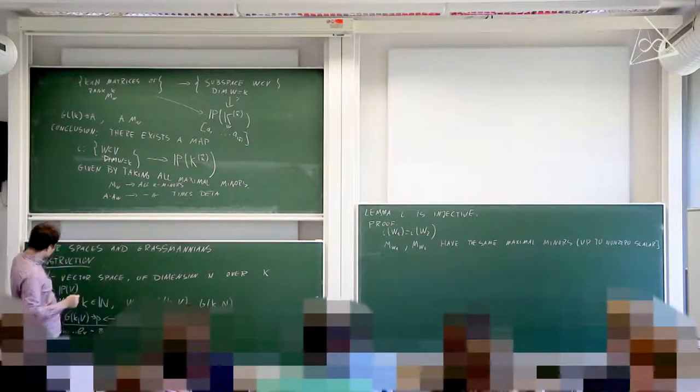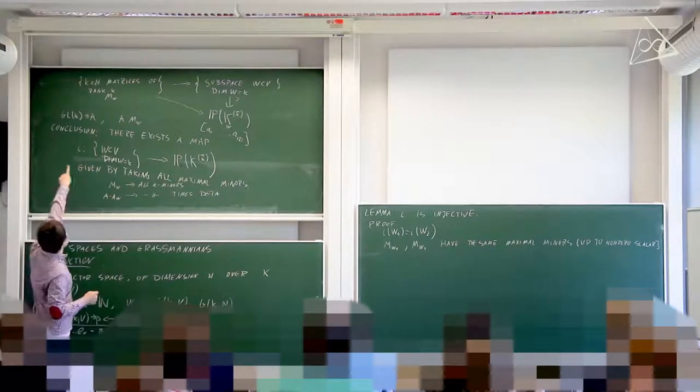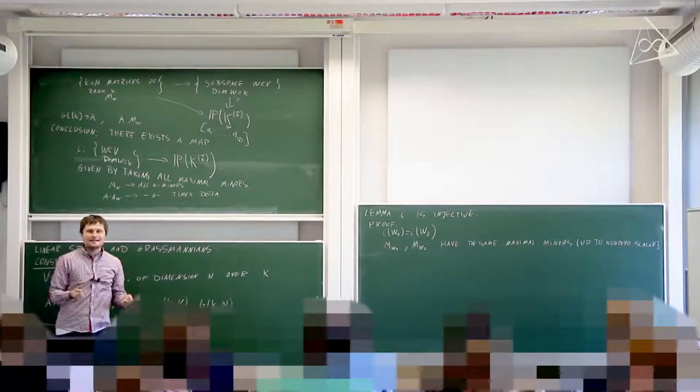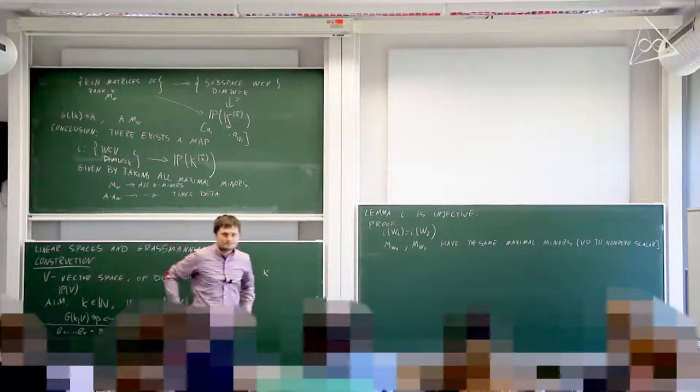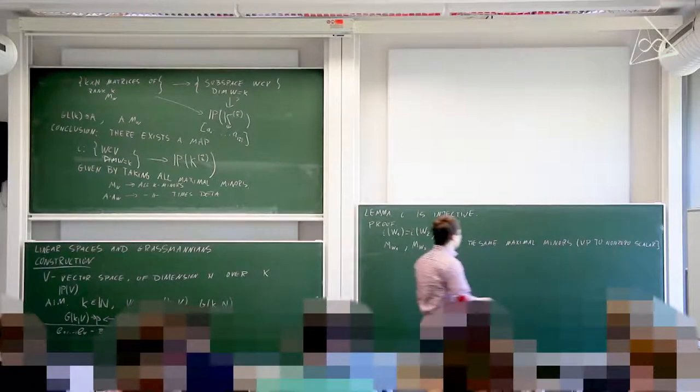That's a good point. These matrices, in particular this action, where did I write the action? Oh, there on the top. In particular, it makes them to be regarded only up to row permutations, okay? But that's a good question.